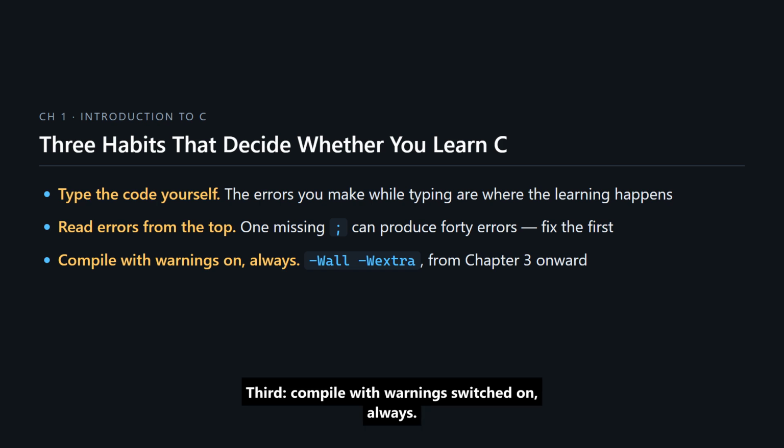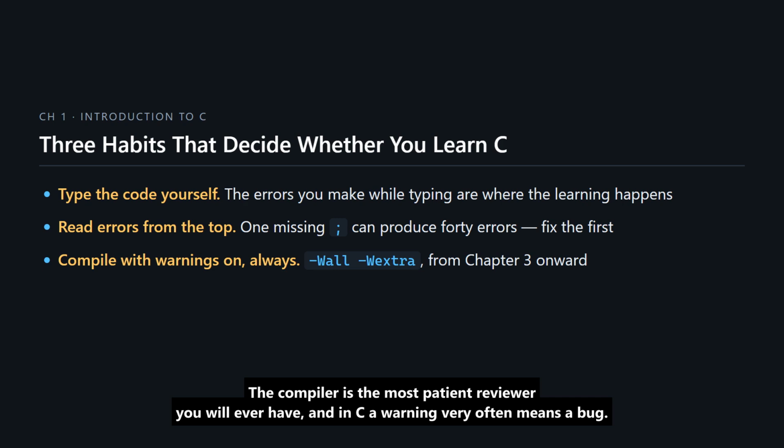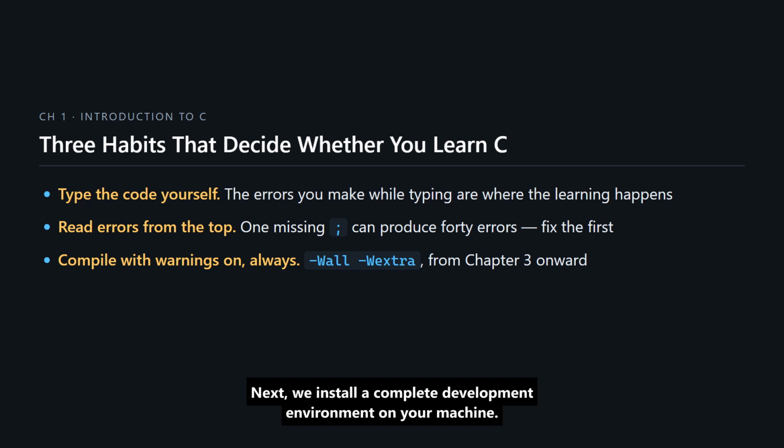Third, compile with warnings switched on, always. From chapter 3 onward we compile with -Wall and -Wextra. The compiler is the most patient reviewer you will ever have, and in C a warning very often means a bug. Next, we install a complete development environment on your machine.